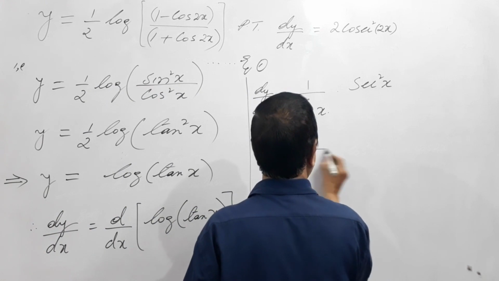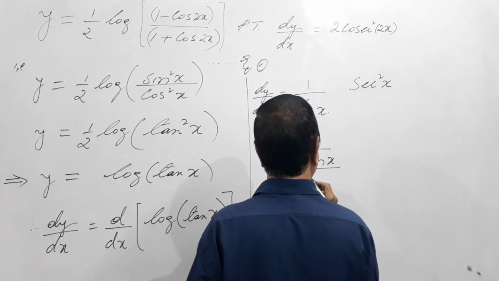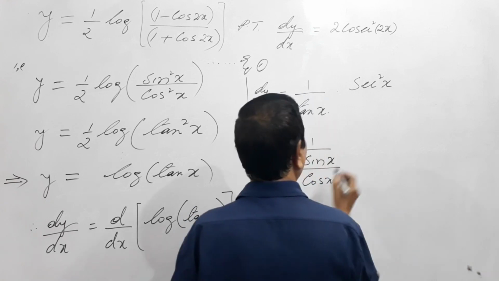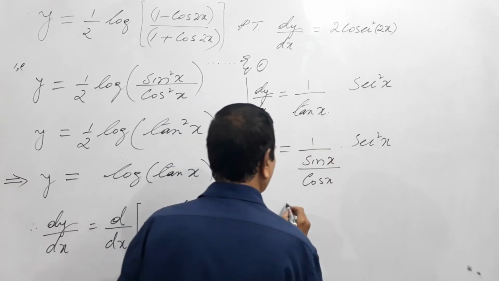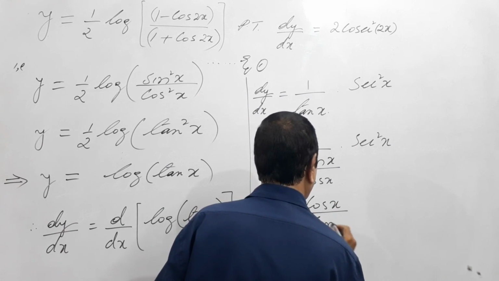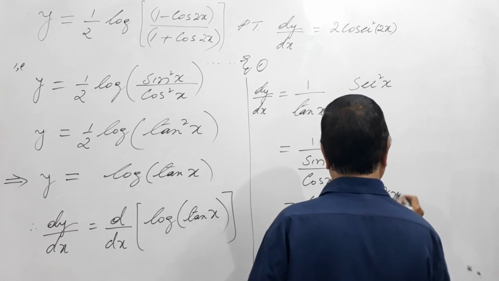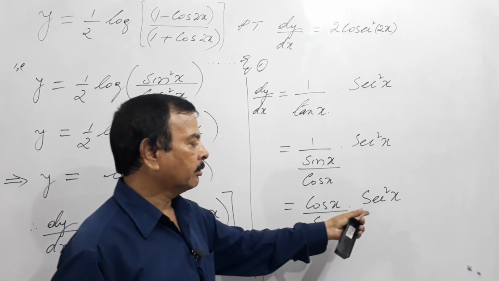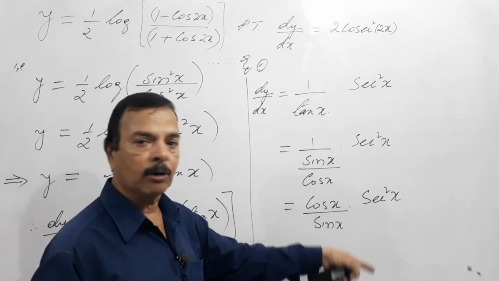This can be written as 1 by, can I write like this, sin x by cos x, into secant square x. So cos x I send above, this becomes cos x by sin x into secant square x. So what is secant square x? Secant square is nothing but 1 by cos square x, because the reciprocal of secant square x is nothing but 1 by cos square x.